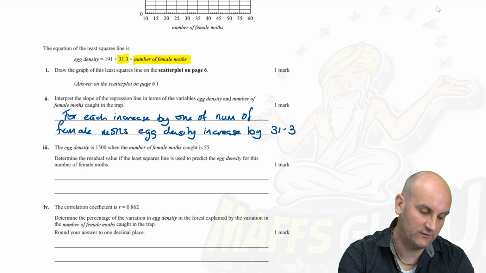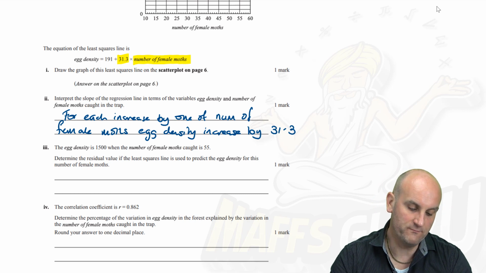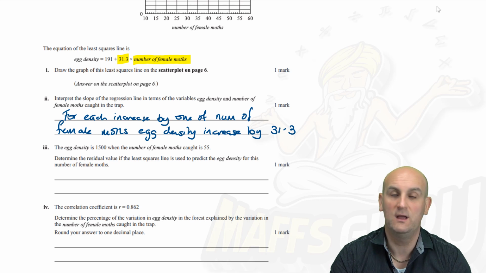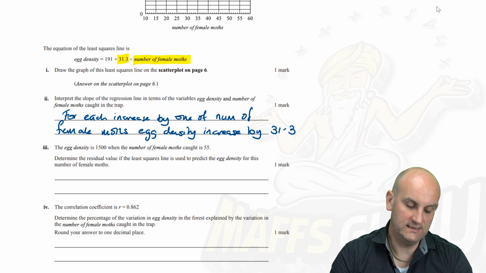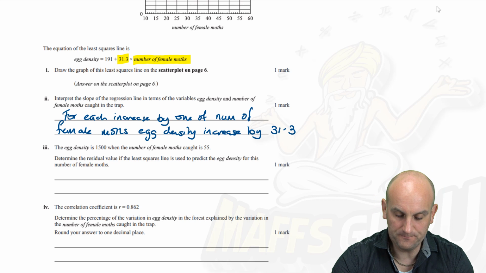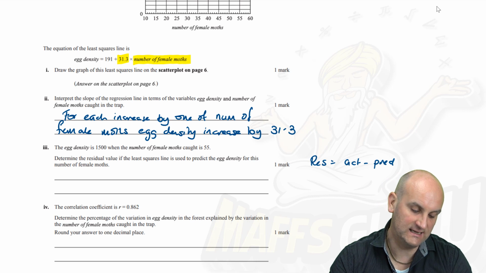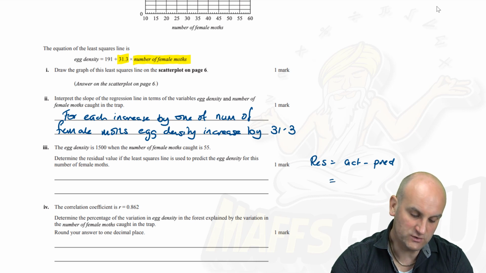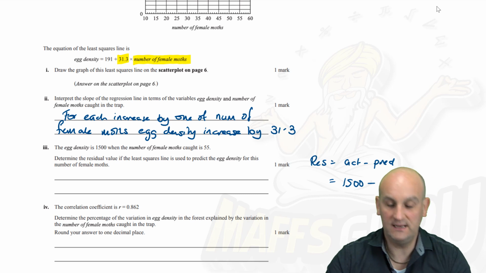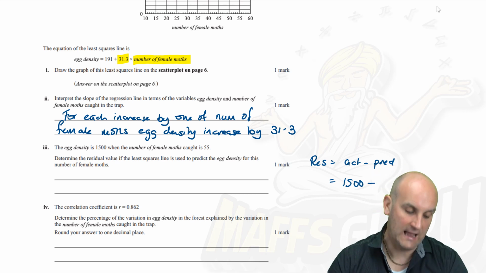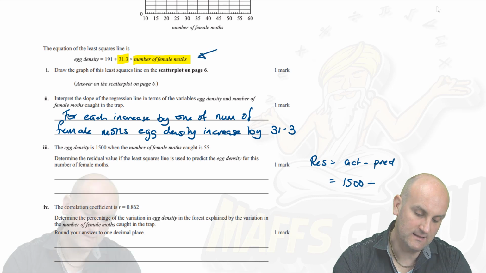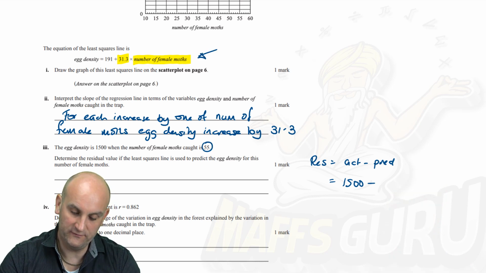The egg density is 1500 when the number of female moths caught is 55. Determine the residual value of the least squares line is used to predict. Now the residual, if you remember, is equal to the actual minus the predicted. Okay, so let me see. The egg density is 1500, so the actual value is 1500. I need to work out what my predicted value is. How am I going to do that? Well, just bang it into this here, all right? So they're saying the number of female moths is 55.